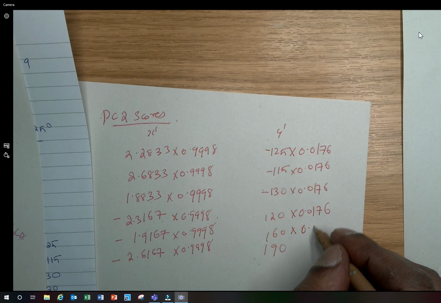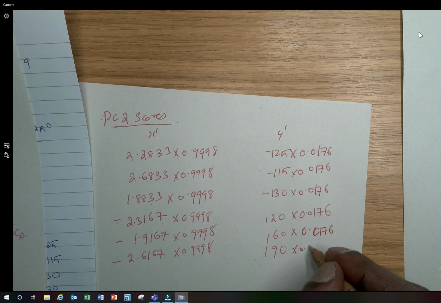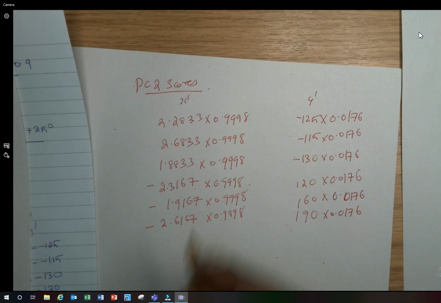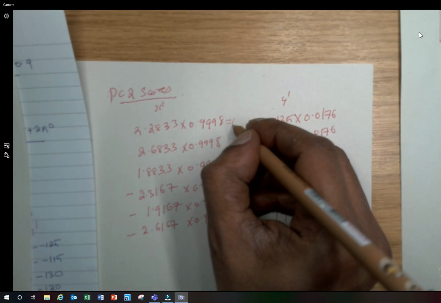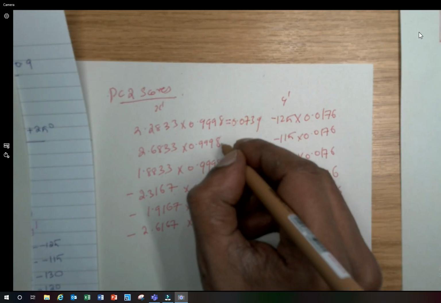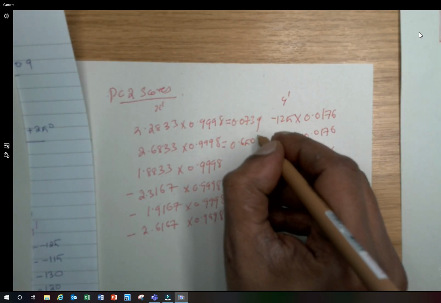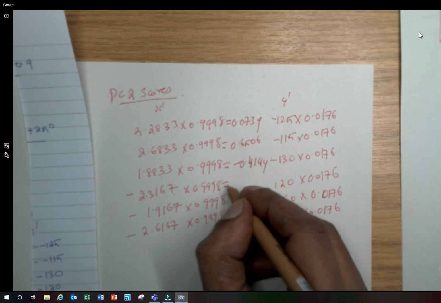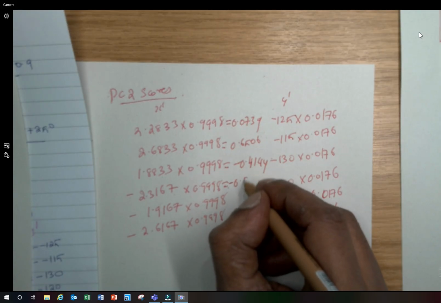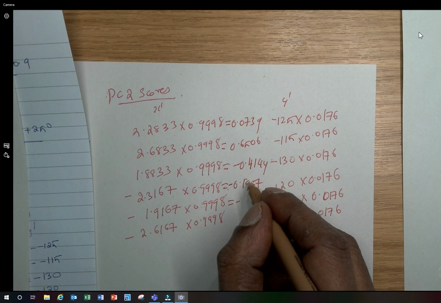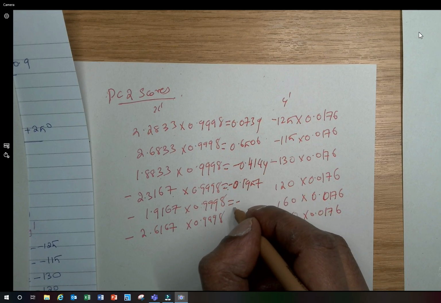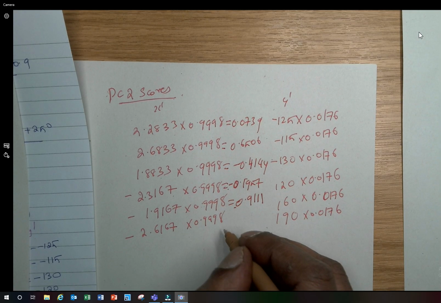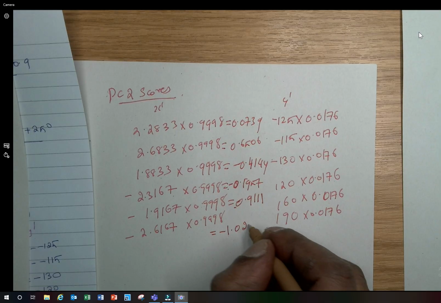There are a lot of jargons involved in this type of algorithm, but there is no other easy method. So that's how it works. So this should be equal to 0.0739. I already calculated the values. 0.6506, minus 4144, minus 0.1957, plus 0.9111, and minus 1.0258.